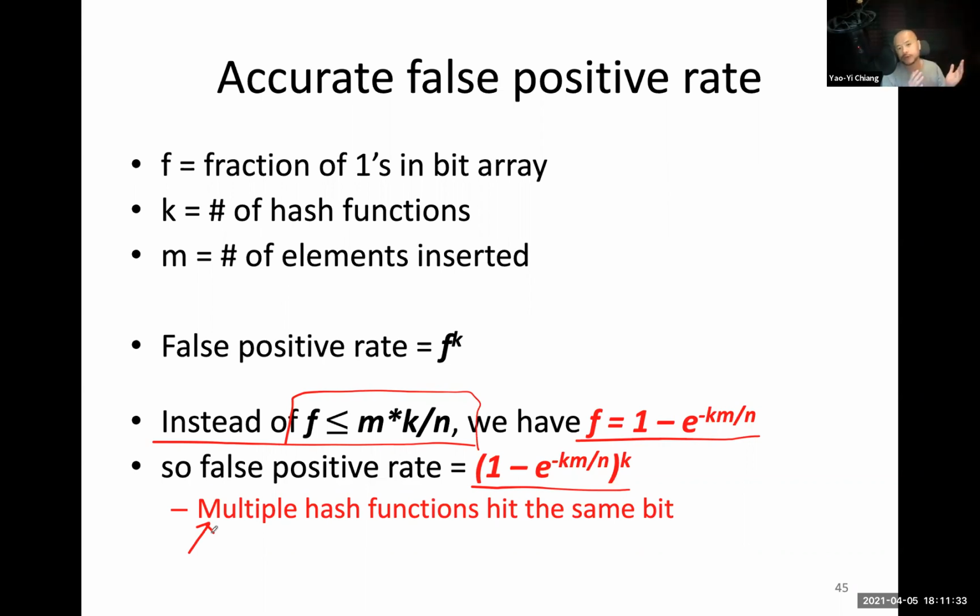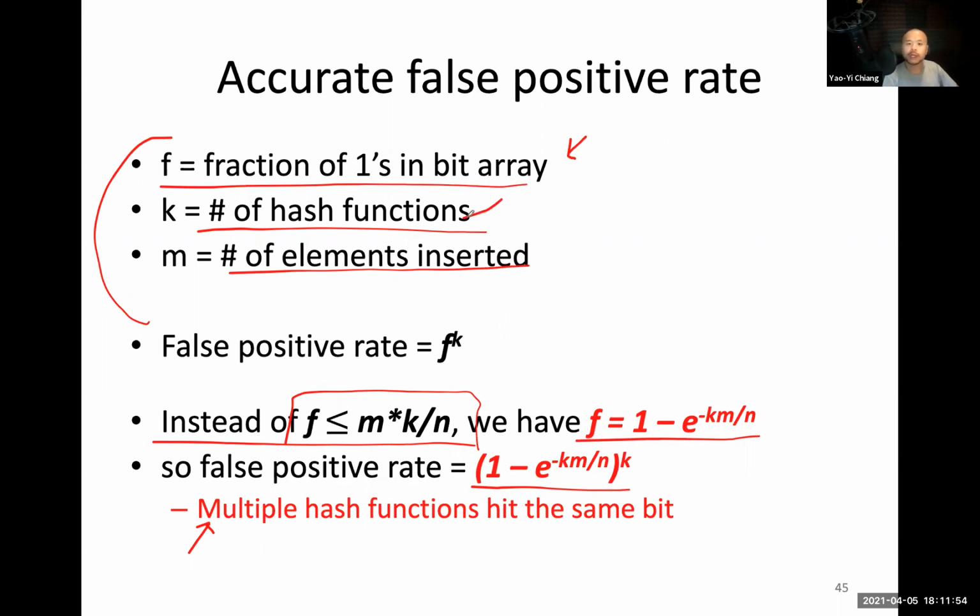But the upper bound is useful because when you have the size of the bit array, the number of hash functions, and the number of elements you want to insert, you can estimate your error rate, your false positive rate, and decide if you want to use a longer bit array. Well, usually this depends on your memory. Or you may want to use more hash functions. This depends on the computational complexity, right? The time of the computation you want to do.